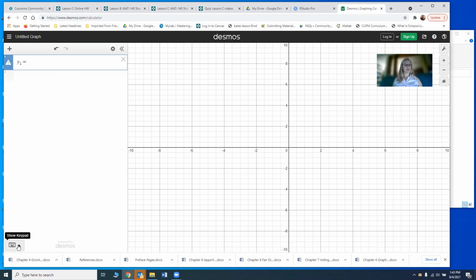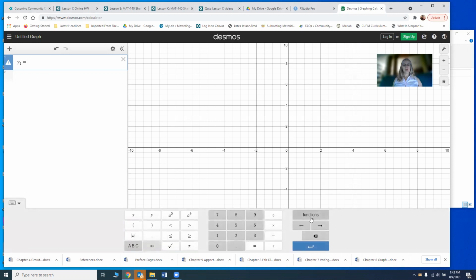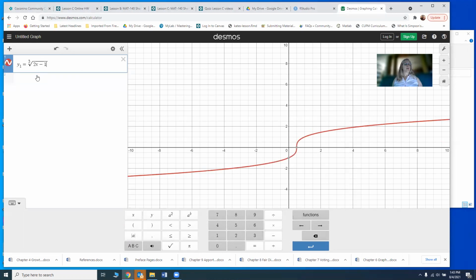So again, I need my keypad. Go to functions, type in my nth root. And then I'm going to put the cube up there. And then I'll type in 2x minus 1 into there. Then I need to do my other side of the equation.